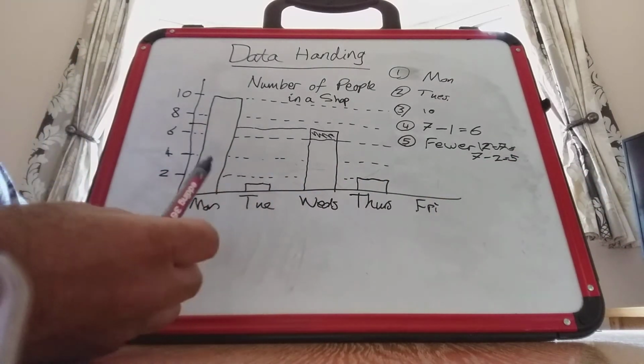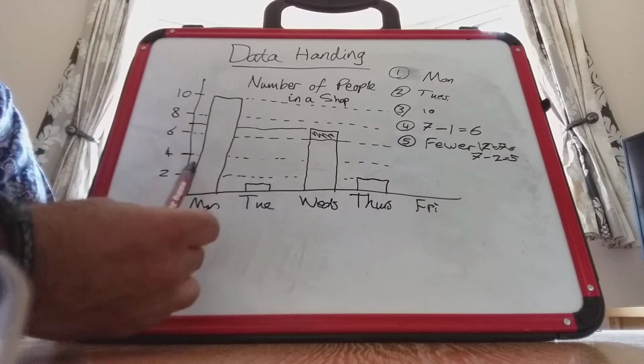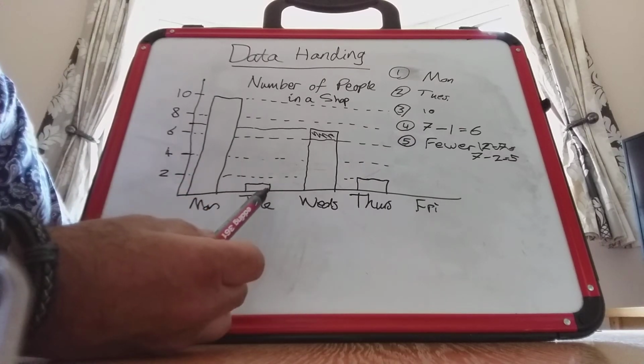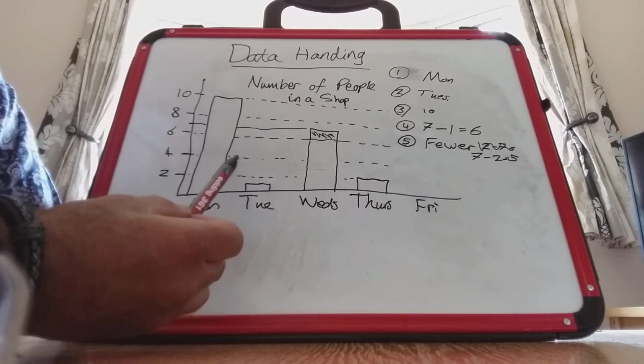Another type of question is they might say how many people were there in the shop on Monday, Tuesday and Wednesday all together. And when you hear the word all together, then you need to think about addition.